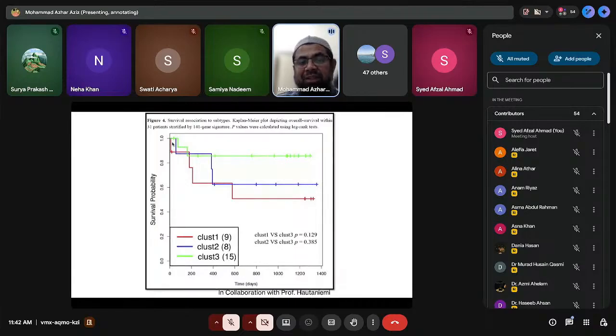One group of patients, the red line, has the poorest survival probability, right? The blue one is better and the green one is the best. So if a physician has to make a decision about treating them with certain drugs, they can have some information about which group to prioritize and which to give alternative therapies.